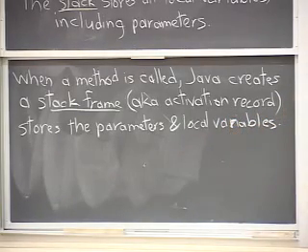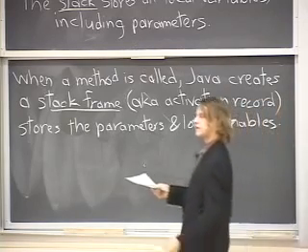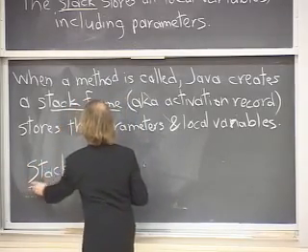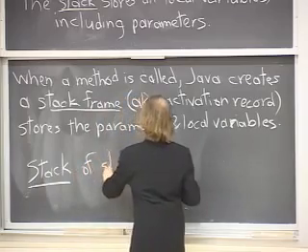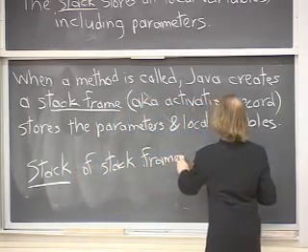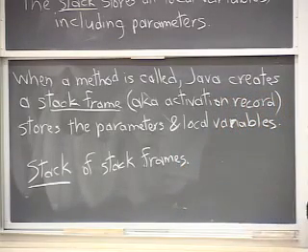Now, of course, one method can call another method, which can call another method, and so on. And for that reason, the JVM maintains an entire stack of stack frames. And that's why they're called stack frames. And so you can think of this stack as just being a bunch of dishes, like plates, piled one on top of the other in a stack. And that way, you can go as high as you want. You can call method after method after method if you like.